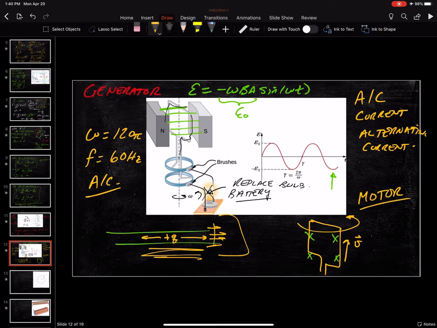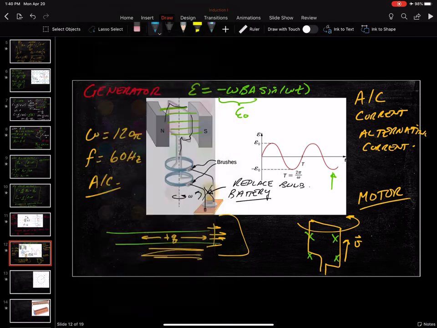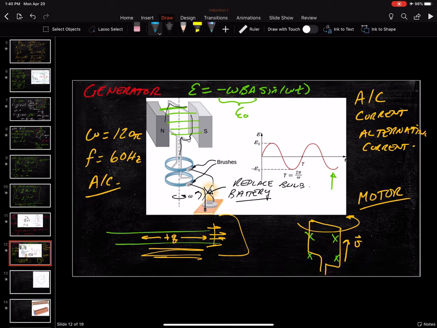All right, so you see that this idea of this induced voltage is very interesting, very important, and it's essential for life as we know it. You wouldn't have motors and generators if you didn't have this induction, this induced voltage. All right, so let's see an interesting example here.